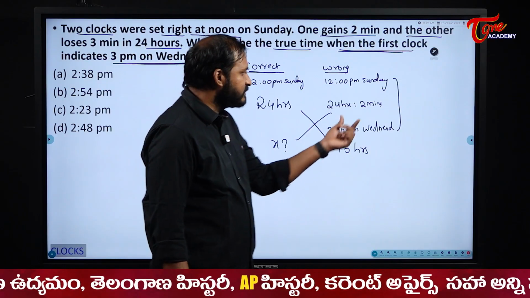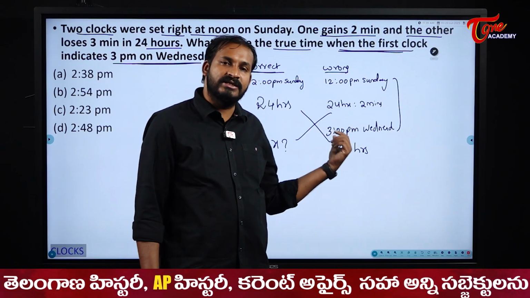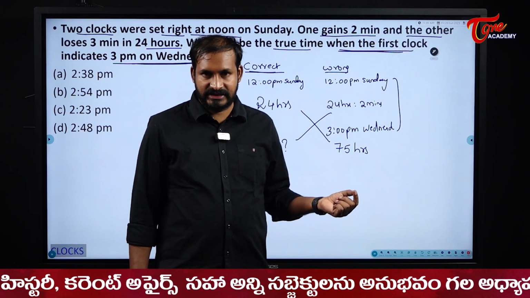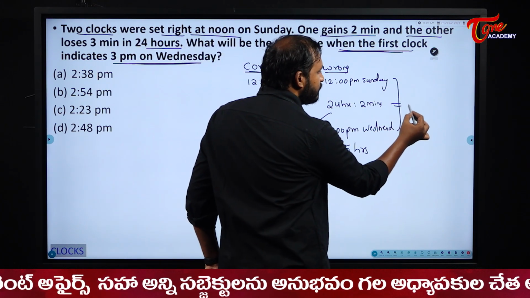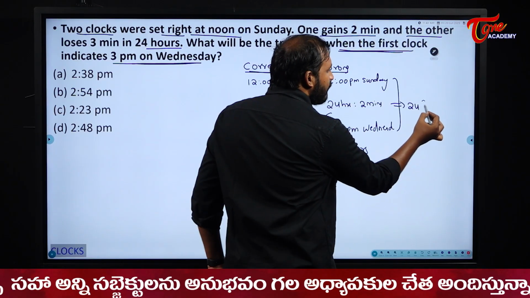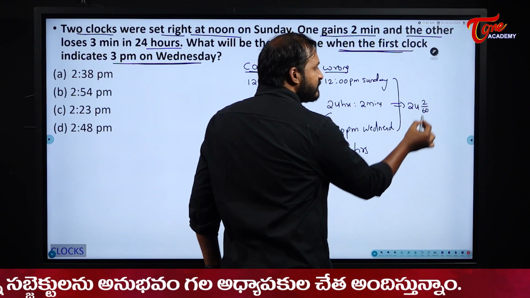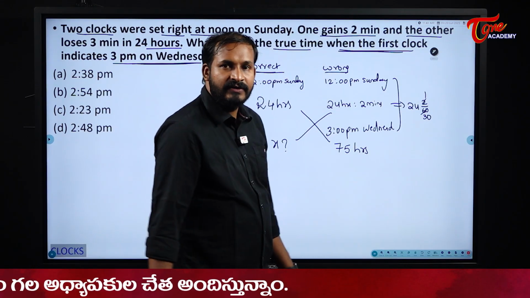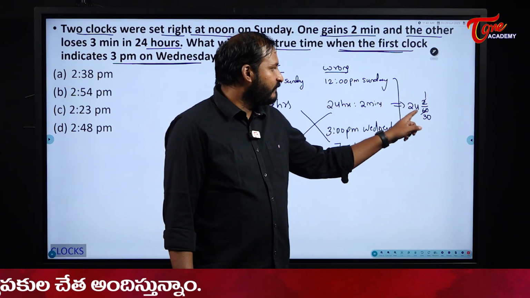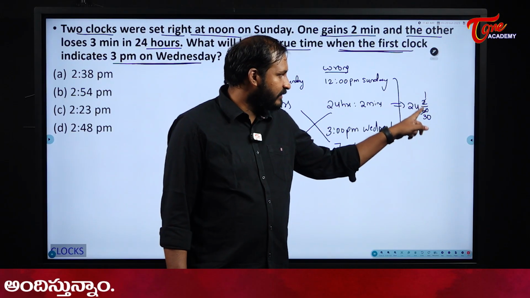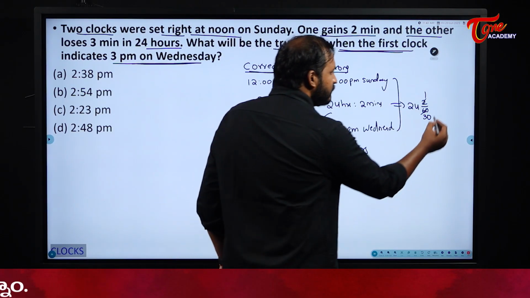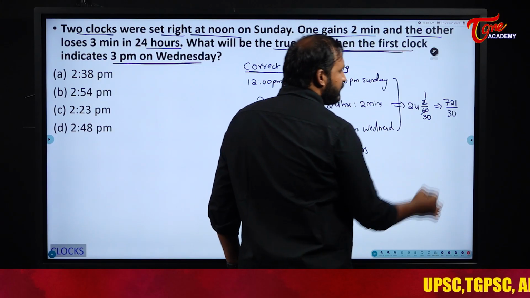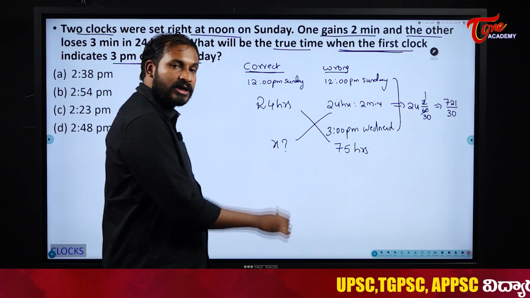And before solving this, my suggestion is please convert these minutes into hours. Why? Because hours are already there, right? 2 minutes means 2 by 60. So 24 and 2 by 60 becomes 24 and 1 by 30. Next, 24 3s are 72 and 0, 720 plus 1, 721. So it becomes 721 by 30. Now, simply cross multiply, students.